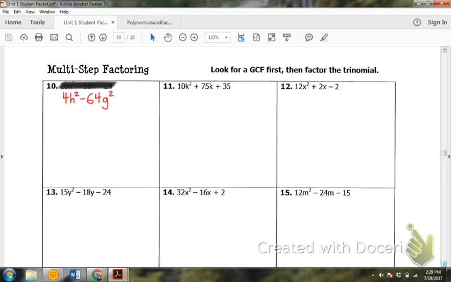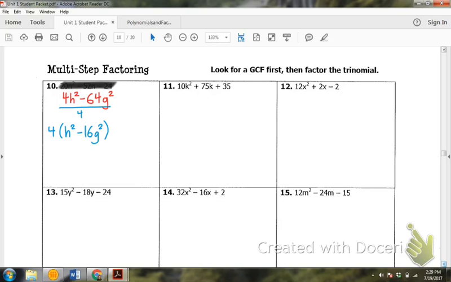4 can be reduced out of that. So we need to divide by 4 first. What happens when we divide by something? Does it just go away? Where does it go? Before the parentheses. Goes in the front of the problem. So let's rewrite this just as 4 times h squared minus 16, because 64 divided by 4 is 16, g squared. So we pulled the 4 out first.